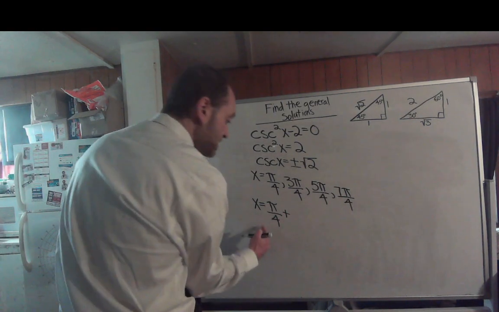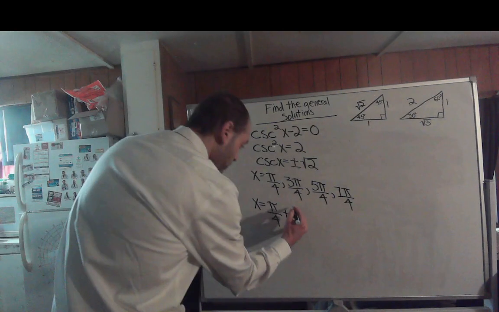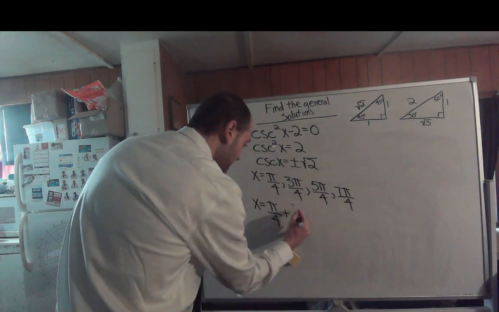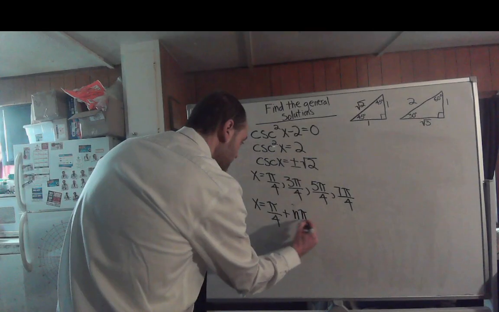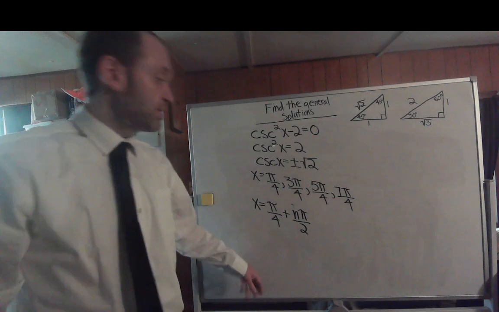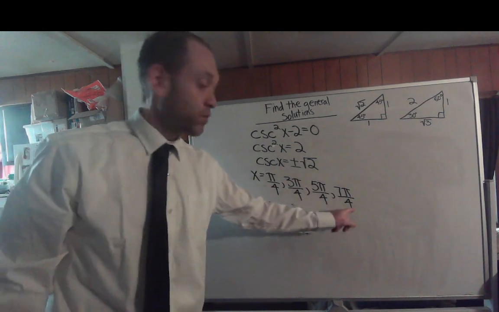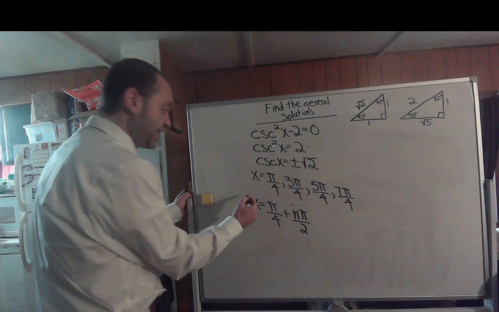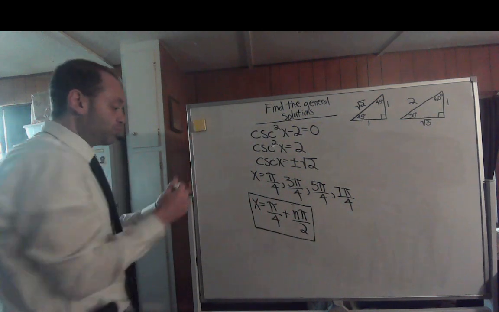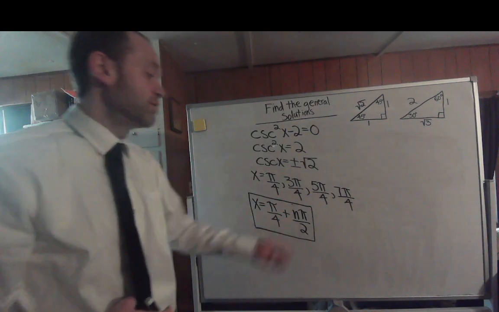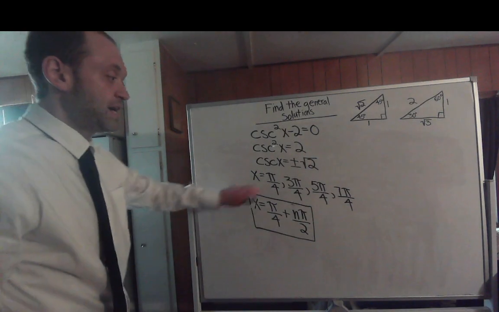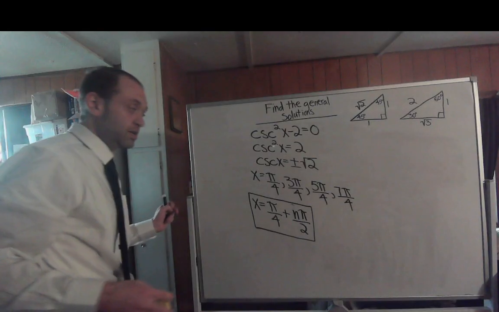If I actually did pi over 4 plus n times pi over 2, if I did integer multiples of pi over 2, I would get 3 pi over 4, 5 pi over 4, and 7 pi over 4. So I can actually write this as one general solution. X would equal pi over 4 plus n pi over 2. That would account for every single pi over 4 multiple from here to kingdom come.